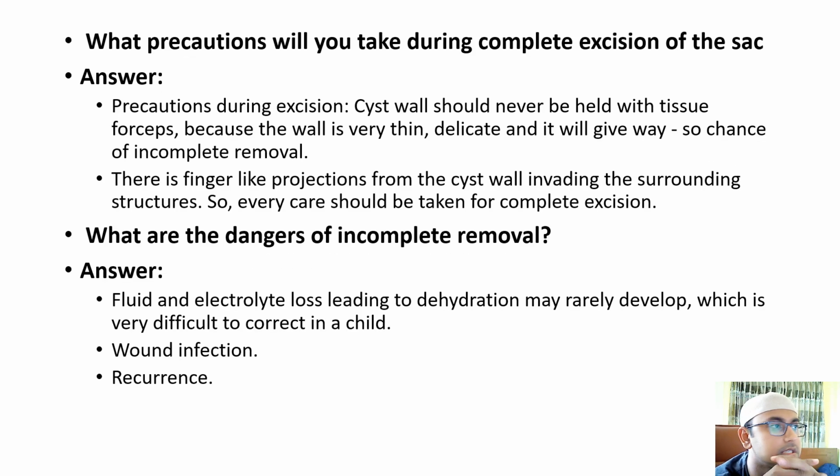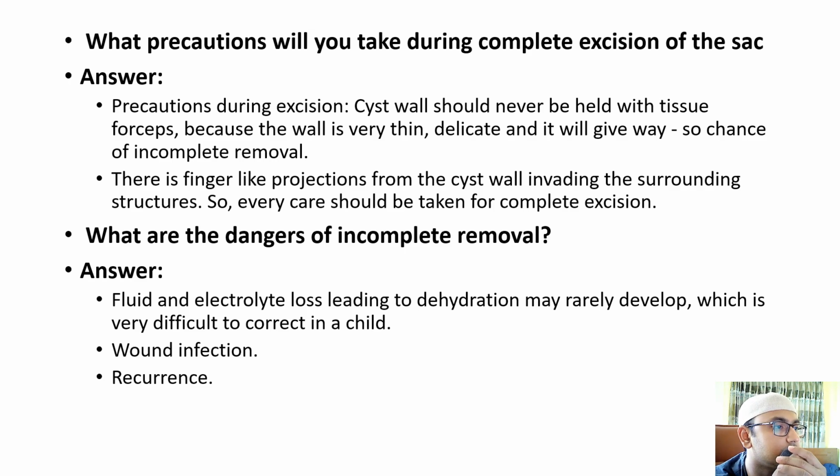So what precautions will you take during complete excision of the sac? During excision, the cyst wall should never be held with tissue forceps. You must not, because the wall is very thin and delicate and it will give way. So the chance of rupture is imminent, and there is also a chance of incomplete removal. There are finger-like projections from the cyst wall invading the surrounding structures, so every care should be taken for complete excision.